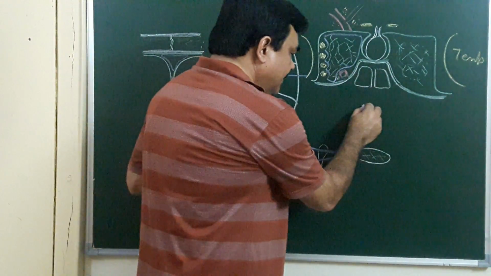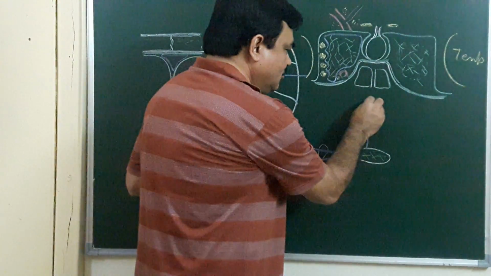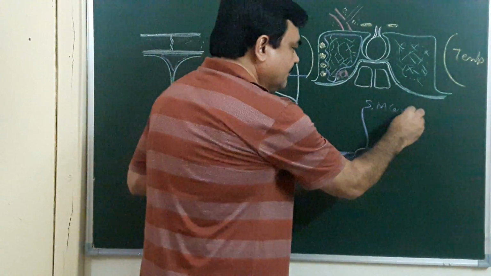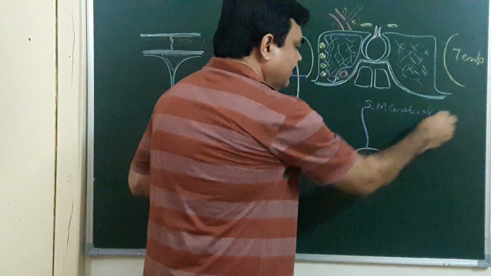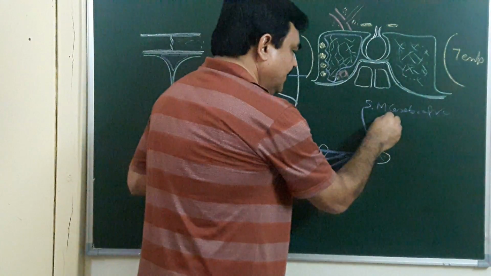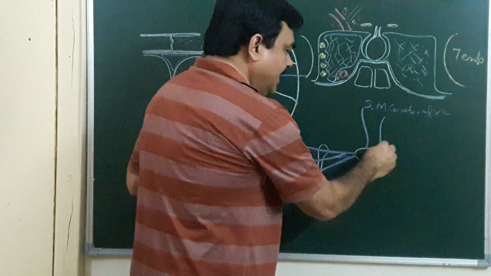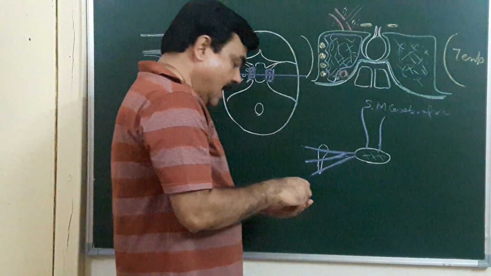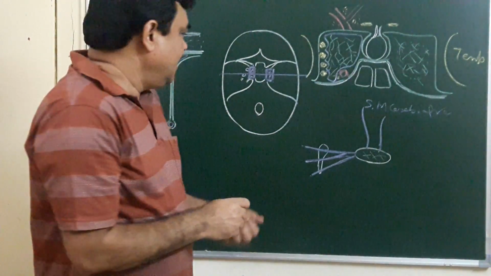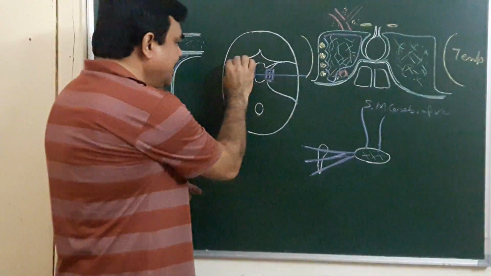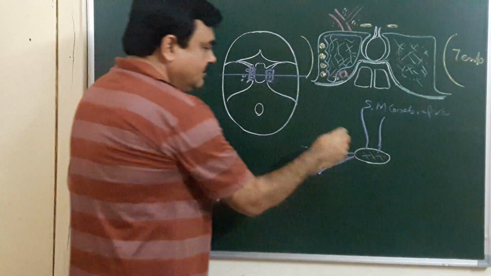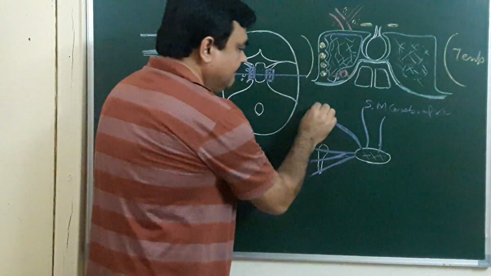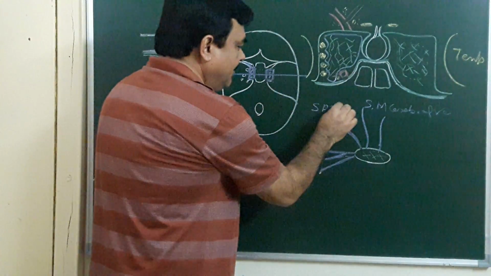And the incoming channels from the brain: this is the superficial middle cerebral vein, and here is the inferior cerebral vein. And from the meninges, here is the sphenoparietal vein.